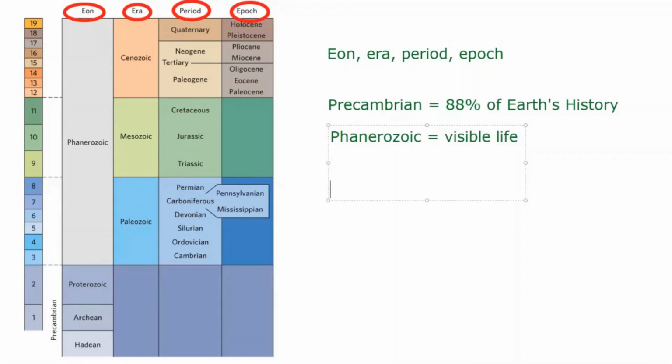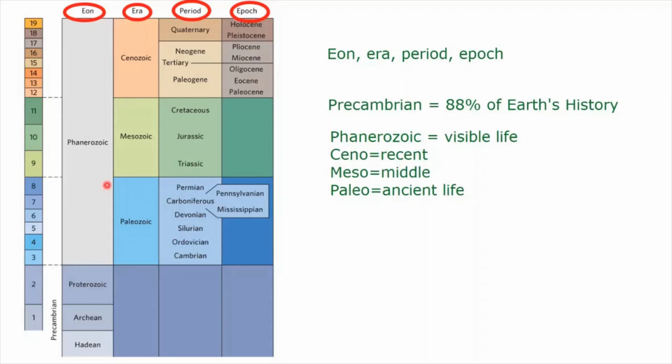So the oldest one is the Paleozoic. That means old or ancient life. Then we have our Mesozoic, and meso means middle, so it's middle life, and you'll know that as the age of the dinosaurs. And then we have our Cenozoic, which has the same root as recent. So that's recent life, and we're living in the Cenozoic right now.